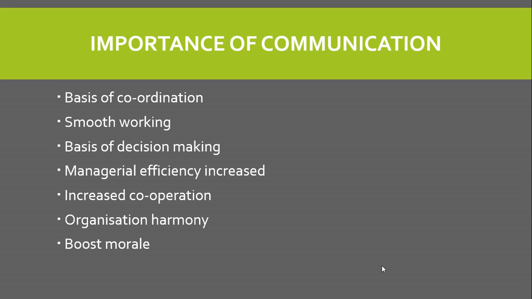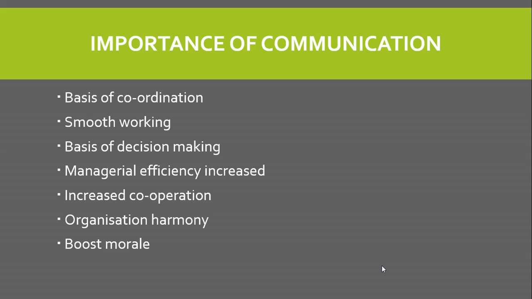5. Increases cooperation. The two-way communication process promotes cooperation and mutual understanding amongst the workers and also between them and the management. This increases the cooperation between them and thus work done is quick and accurate. 6. Organization harmony. Communication leads to clarification and that leads to less friction and thus leads to industrial peace in the factory and efficient operations. We can say communication is the key to organizational harmony.